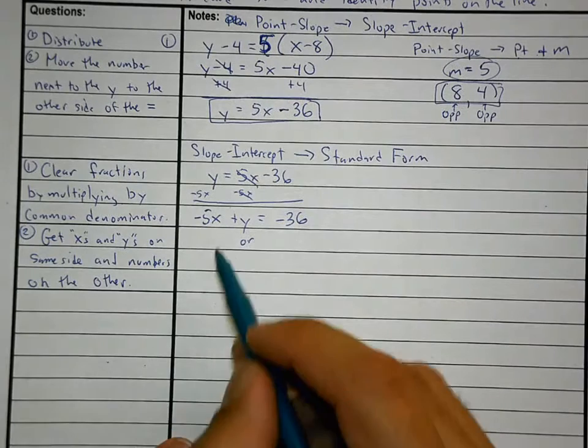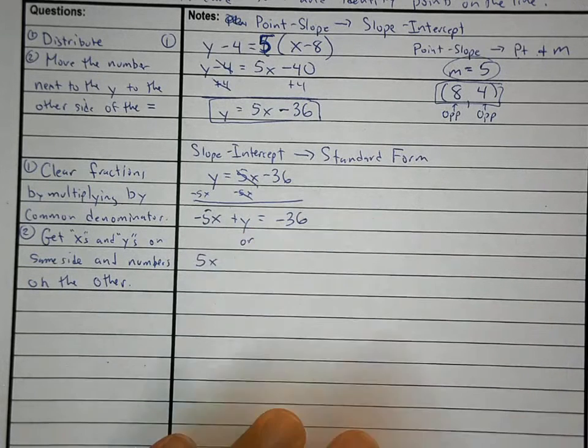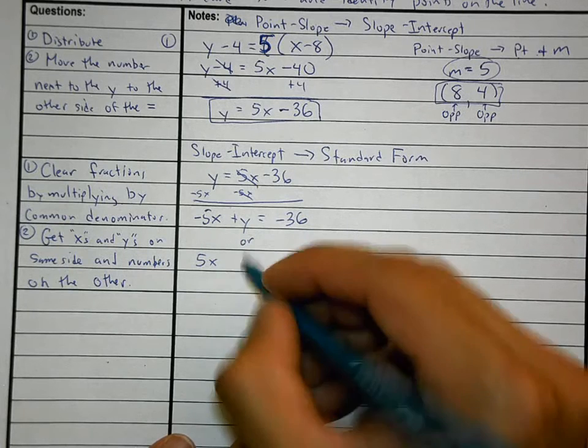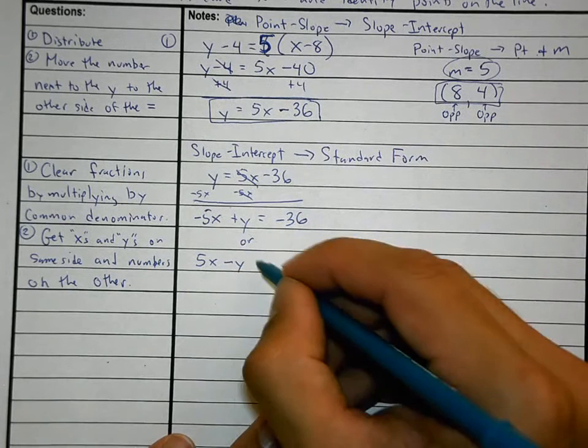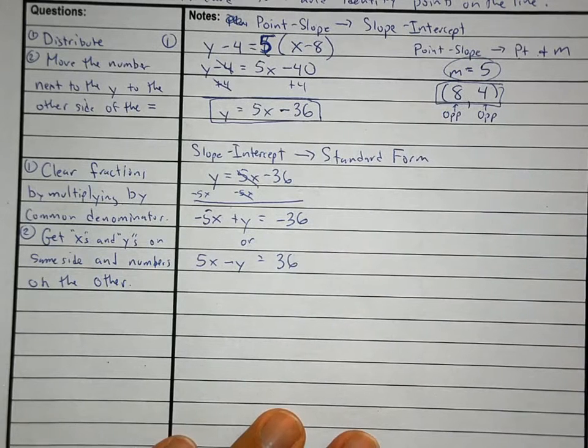If I change this sign, it becomes a positive 5x. If I change this sign, I have to change all the signs. This makes that negative y. If I change this sign, it's 36.